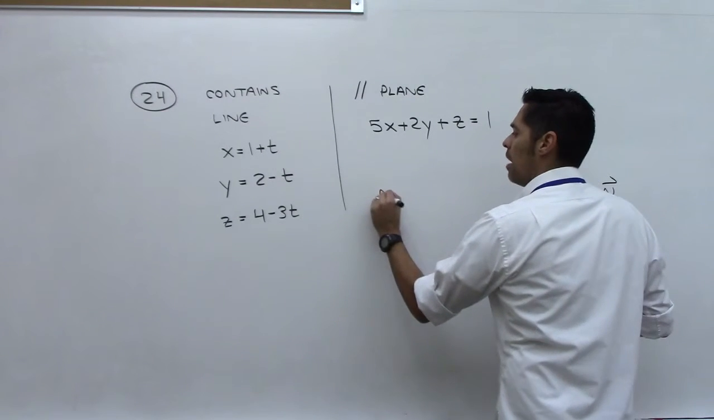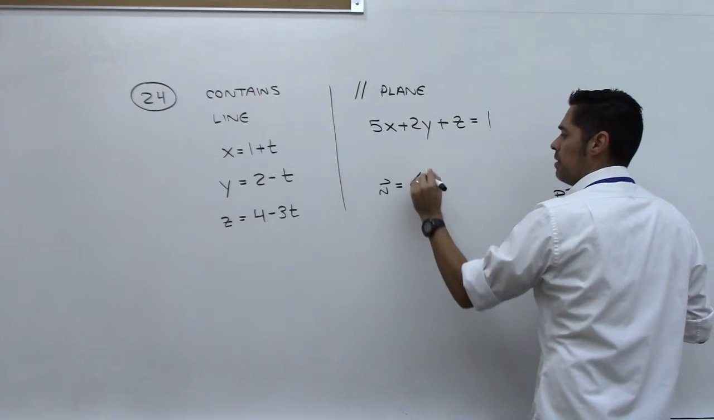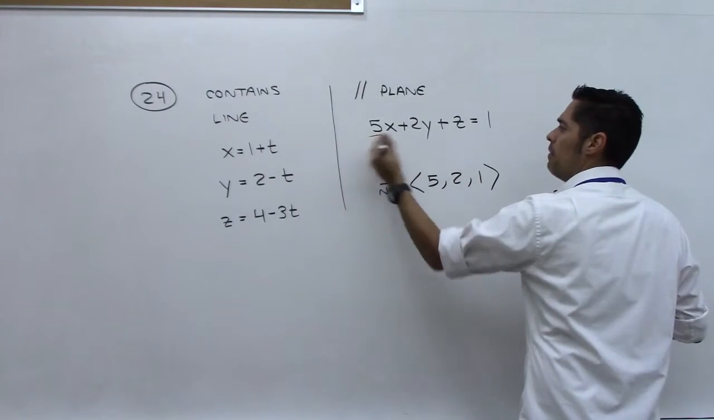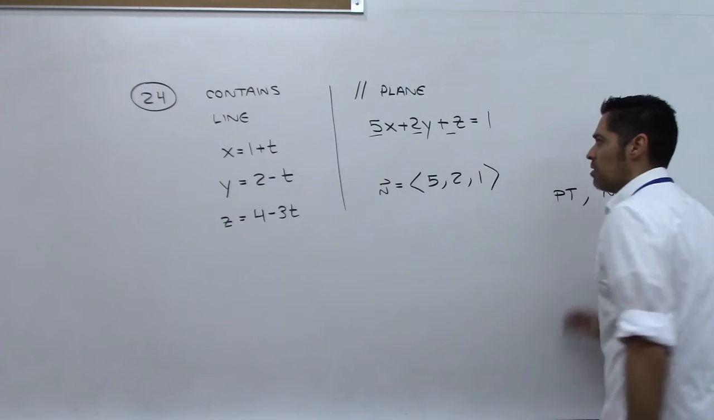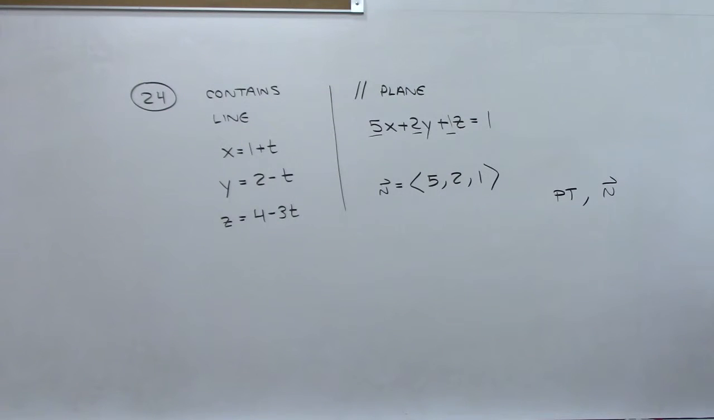So why don't I let my normal vector be the same as the normal vector of this plane, which is 5, 2, 1. I'm getting that from the coefficients on the x, y, and z. There's a 1 there, right? So good, I've already got that. All I need now is a point on the plane. If I can find the point, I'm done.